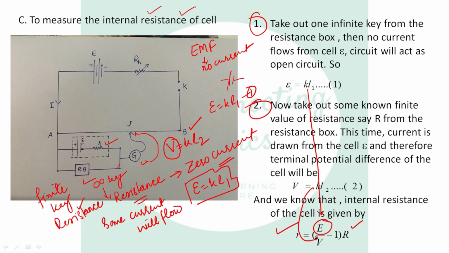Put the value of V here. We get r equal to (KL1 divided by KL2 minus 1) into R. K cancels out with K. So r is (L1 over L2 minus 1) into R. Now we know the value of L1, we know the value of L2, and we know the resistance of the potentiometer wire, because it is given. So we know all the values, and we can calculate the internal resistance of a cell. This is how we measure the internal resistance of a cell.